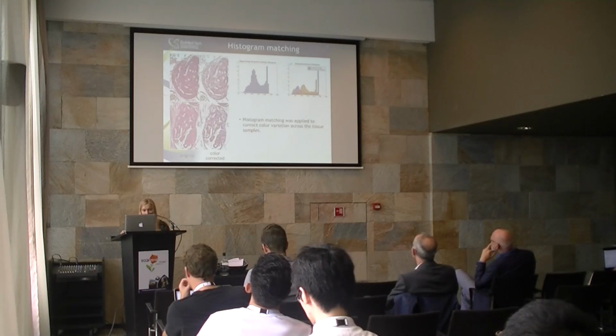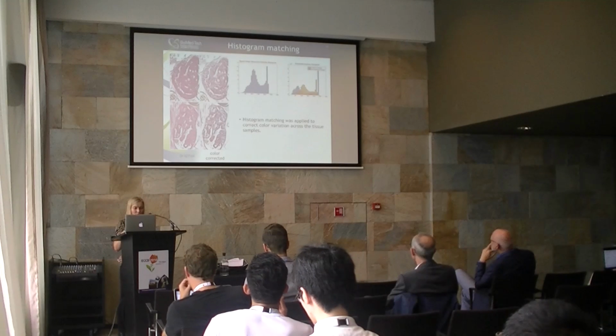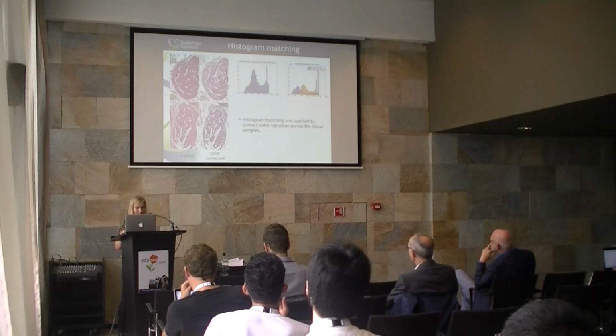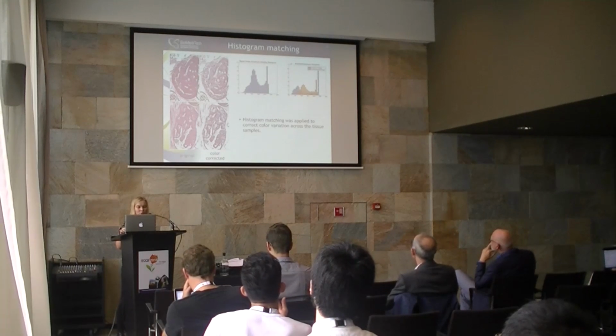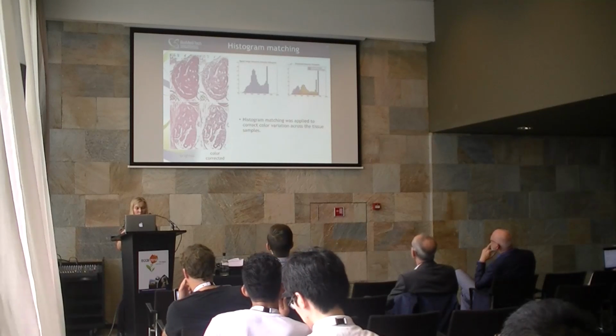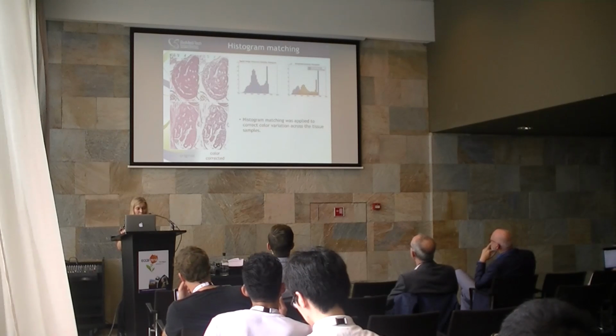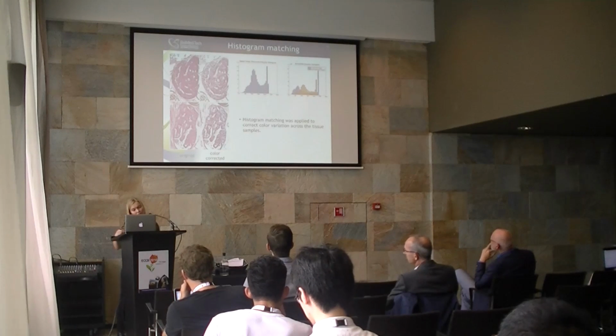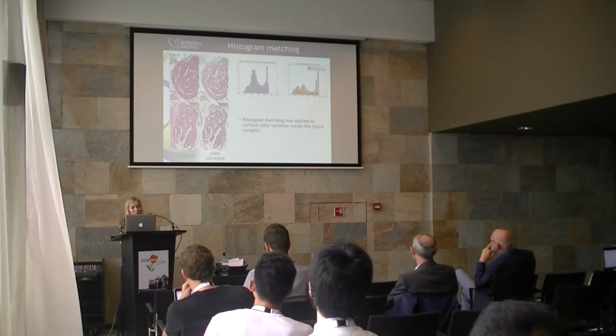Histogram matching was applied to correct the color variation across the tissue samples. We selected a few samples that had visually good stains and then generated a target histogram. We computed a mapping function, and then for each sample we matched its histogram to the target histogram.